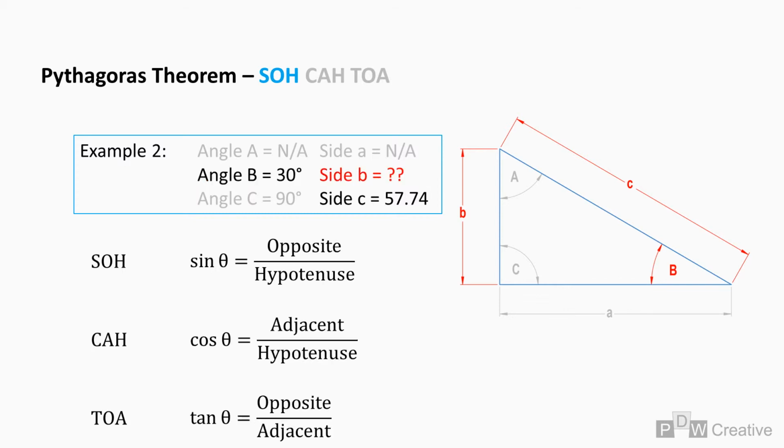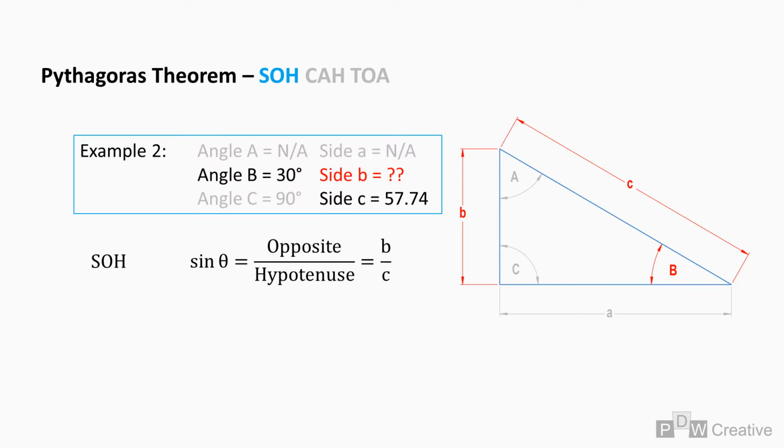If angle B is known and side B is needed, SO is still appropriate. Side B remains the opposite. The main difference here is sine angle B is known. If side B over hypotenuse equals sine 30 degrees, then the equation can be rearranged so side B equals sine 30 degrees times 57.74. Side B is therefore 28.87.